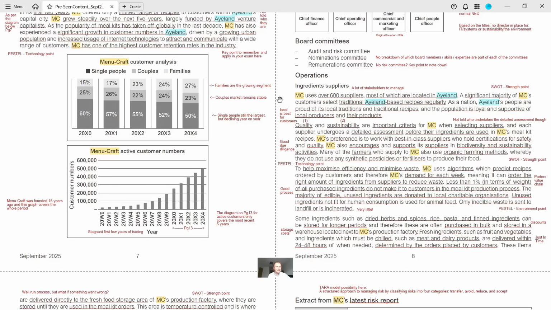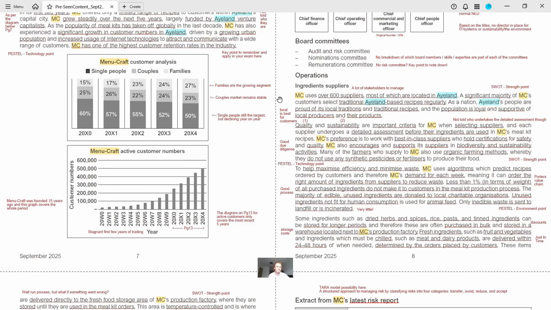We're told that quality and sustainability are important criteria for MenuCraft when selecting suppliers. We're not told who undertakes these detailed assessments though, just be aware of that, and each supplier undergoes a detailed assessment before their ingredients are used in the meal kit recipes. We're told that MenuCraft's preference is to work with best-in-class suppliers who hold certifications of safety and quality, and they encourage and support their suppliers in biodiversity and sustainability activities.